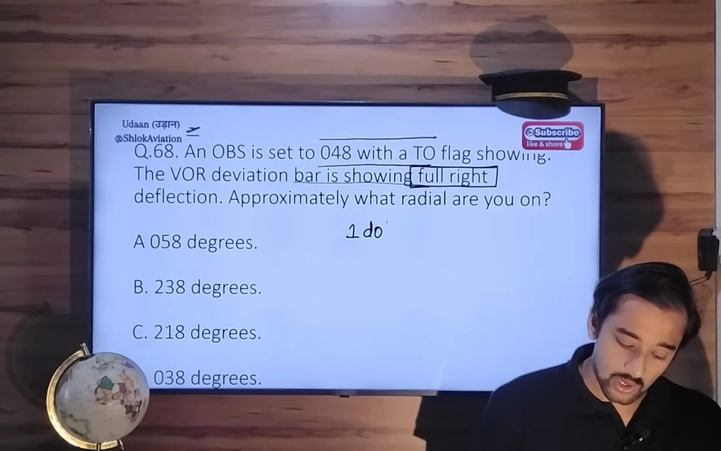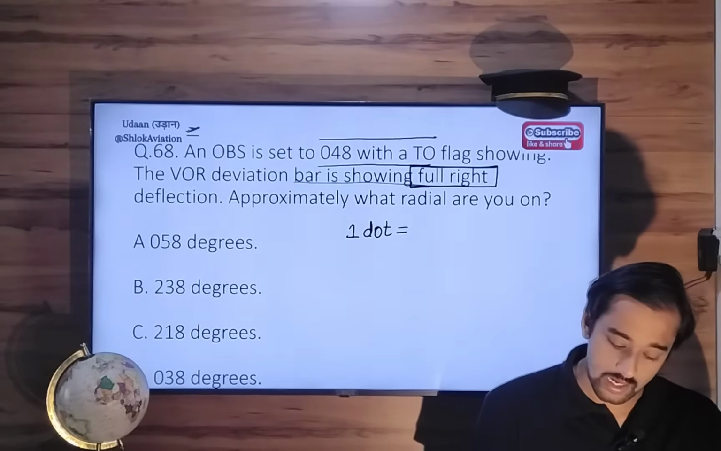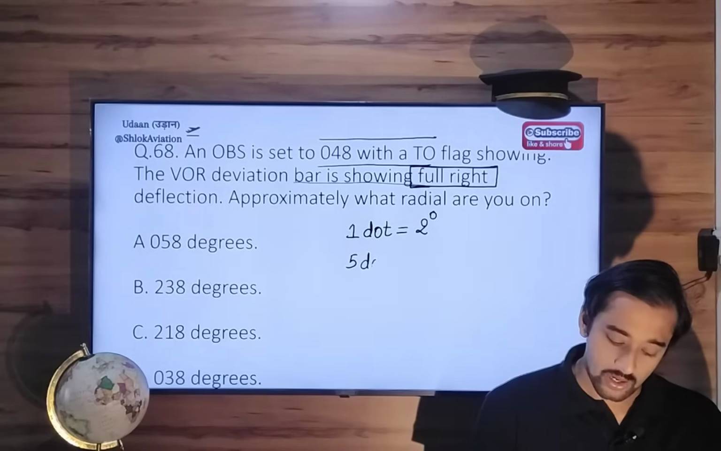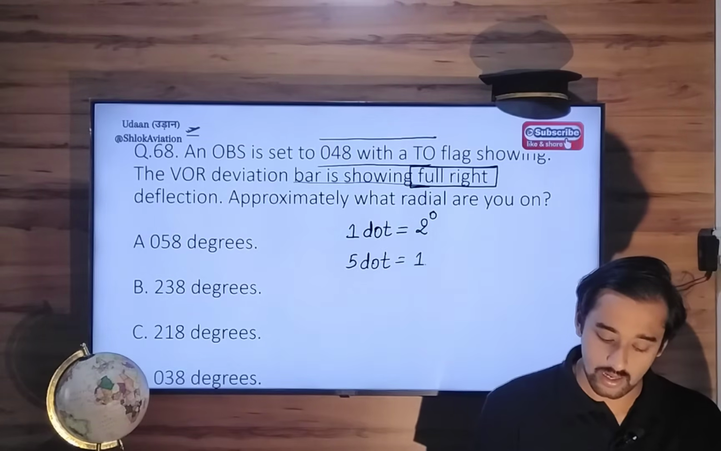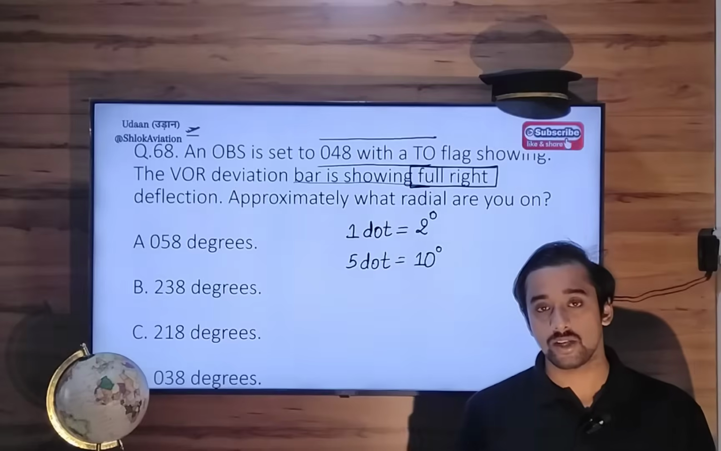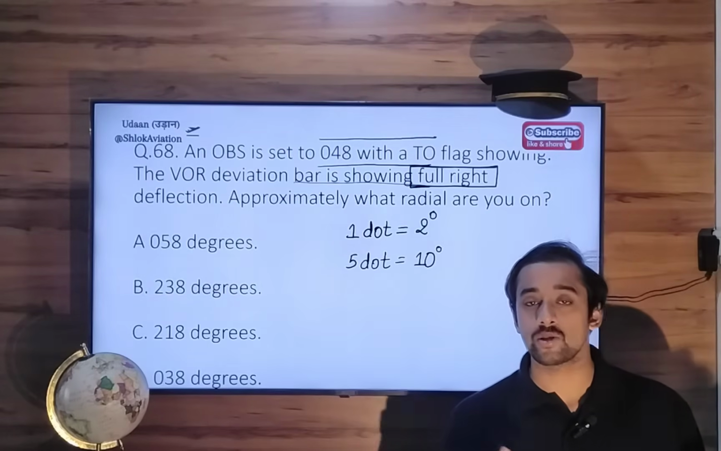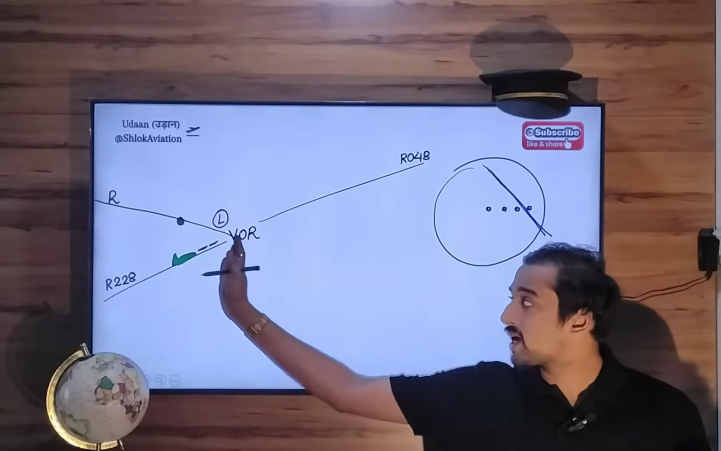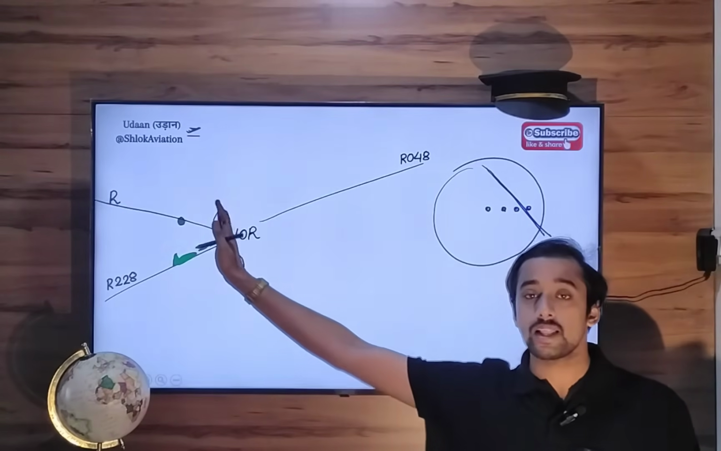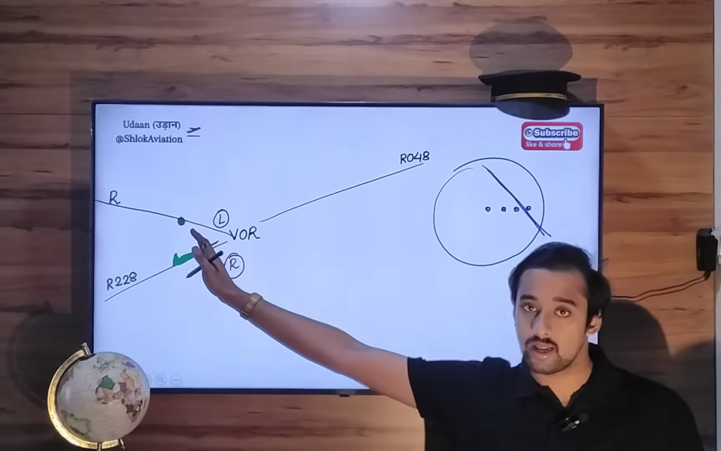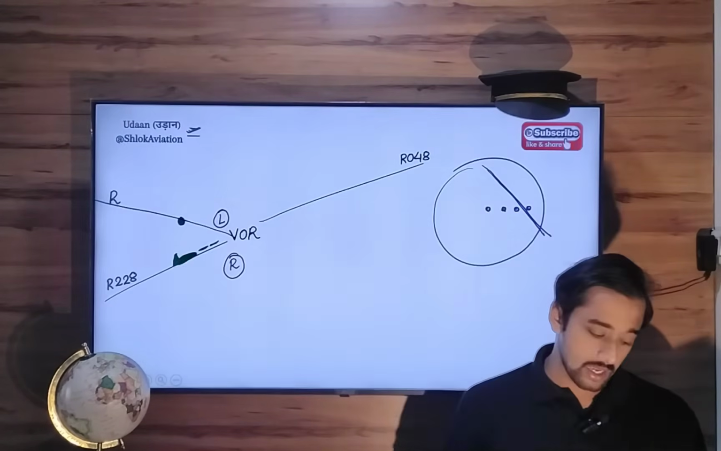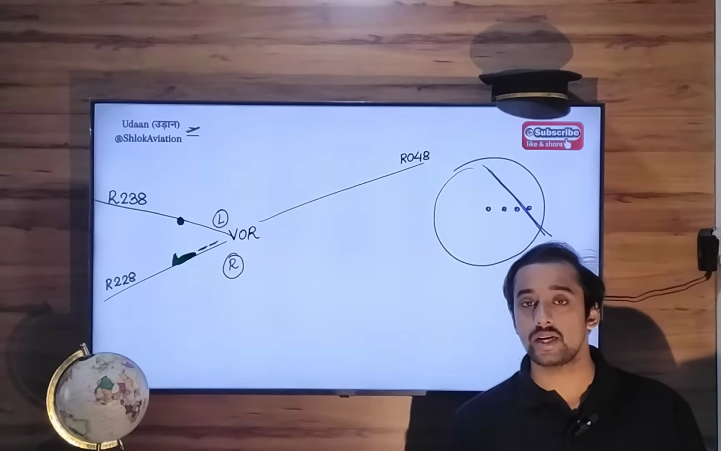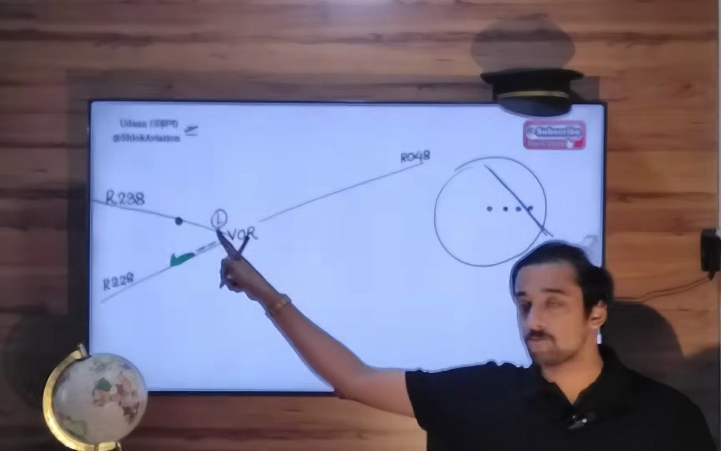has one dot of a value 2 degrees, and full deflection means 5 dots, which is equal to 5 times 2, 10 degrees. So full right deflection means the aircraft has deviated 10 degrees to the left hand side. So in this case, your aircraft has deviated to the left hand side, full left hand side. So full value is how much? 10 degrees. So 228 plus 10 will be equal to 238. So that means the aircraft is currently on radial 238 inbound.